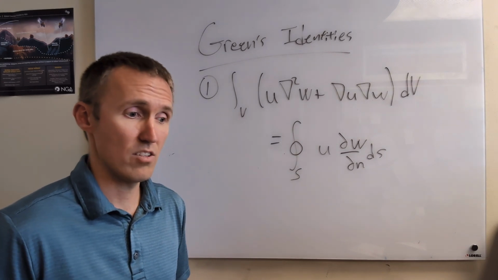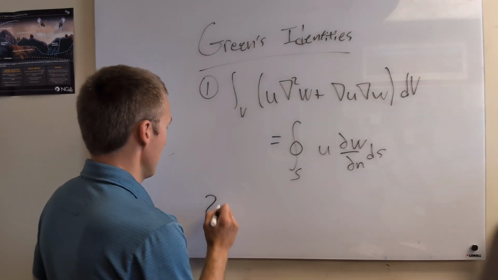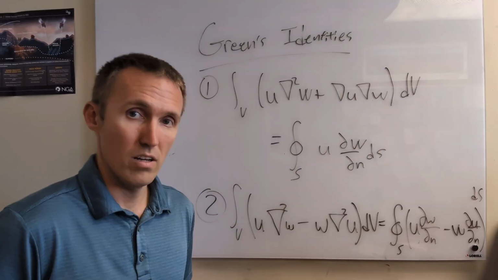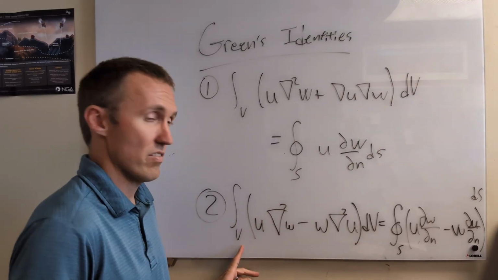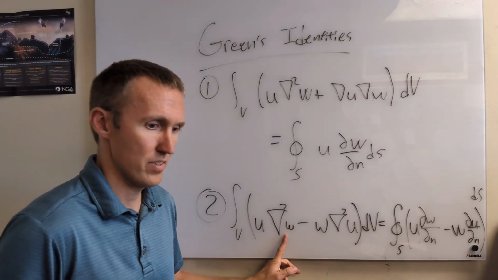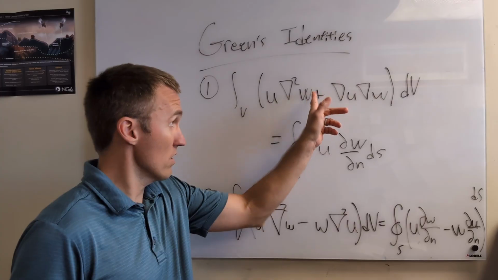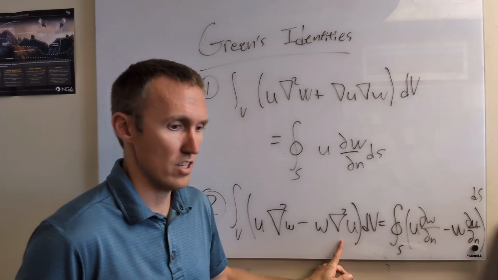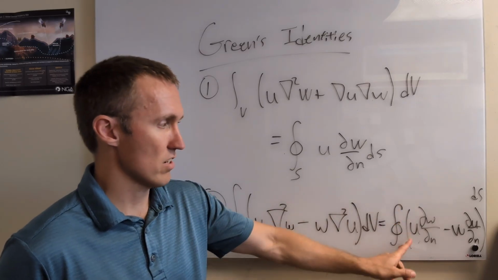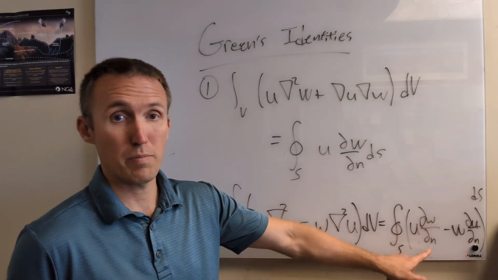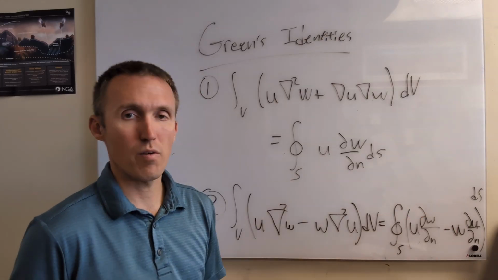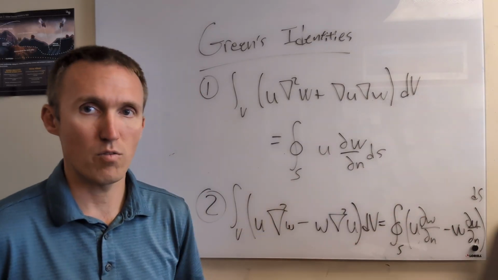Okay, so now let's introduce Green's second identity. And this is going to be another integral over a volume. So what do we have? We have an integral over a volume, u times Laplacian of w. But now instead of the other one up here, we have minus w Laplacian of u. And we integrate that over this volume. That's going to equal this surface integral of u times the derivative with respect to n, that's that unit normal again, of w, minus w times the derivative with respect to n of u. Now we integrate that over a surface.